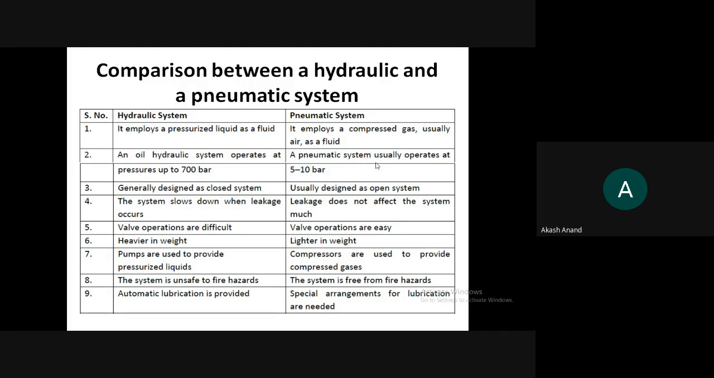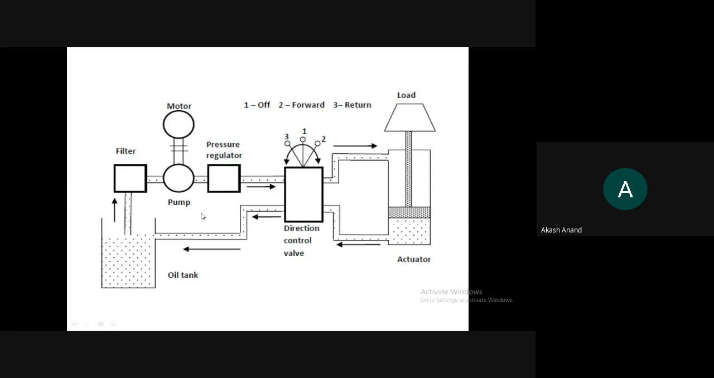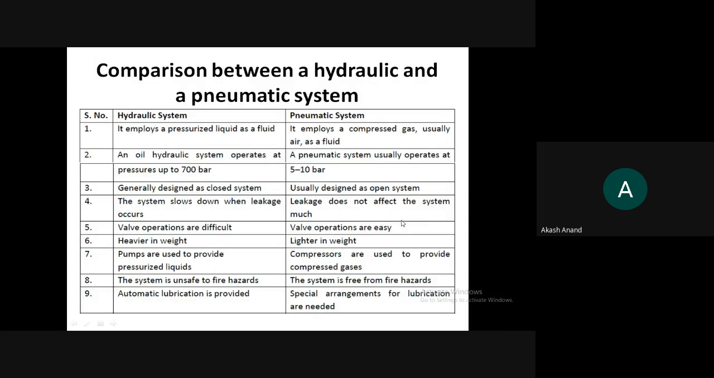So this is the second comparison. In the third comparison, a hydraulic system is generally designed as a closed system. You can see here that the fluid is not leaving the system. The working fluid, that is oil or liquid, is completely inside the system every time. So this is a closed type of system. We are not talking about a closed control loop; here we are talking just about a closed system, where the substance is not leaving the system. I think it is clear.